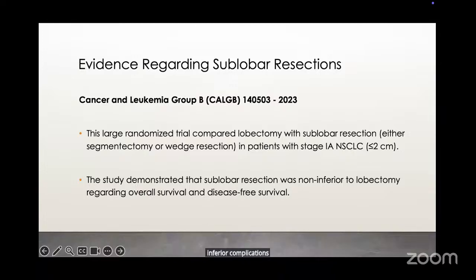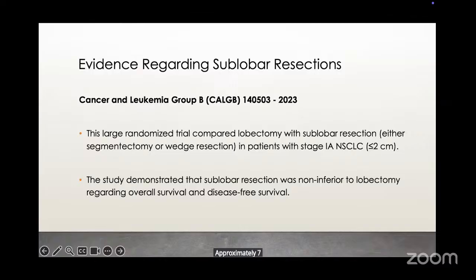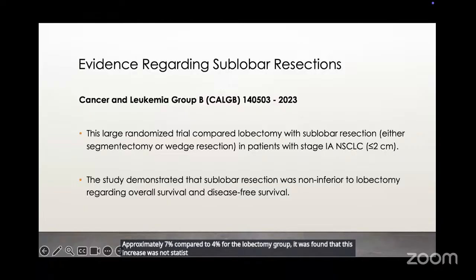Although the local recurrence rate was slightly higher in the sublobar group, approximately 7% compared to 4% for the lobectomy group, it was found that this increase was not statistically significant.